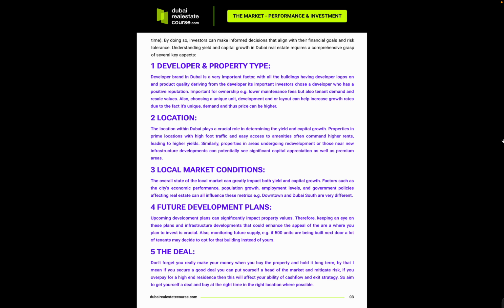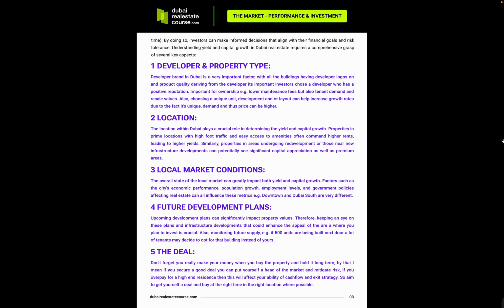Next one, local market conditions. So obviously we want to think about the overall macro market, so the city's economic performance, population growth, employment levels, government policies, education, transport links, employers, etc. But when you're buying a specific property, you want to consider the local market as well. So as it goes back to what I mentioned earlier, does it have everything nearby? For example, how downtown would perform in terms of capital appreciation versus how Dubai South will perform in the next few years will be very, very different.